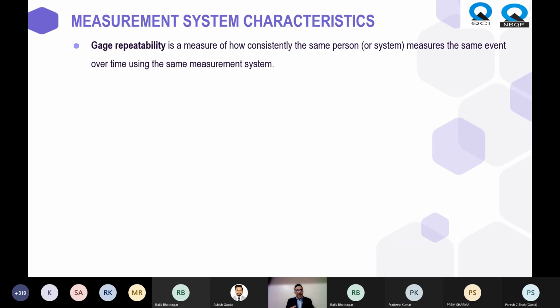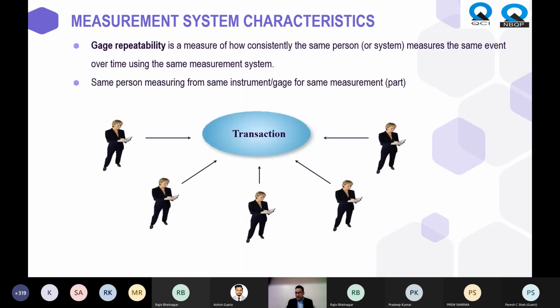The next is gauge repeatability, and these, repeatability and reproducibility, are part of precision, which I showed a couple of slides back. Gauge repeatability is a measure of how consistently the same person measures the same event over time using the same measurement system. So we have the same set of people, or operators. These are capturing, so the same person.